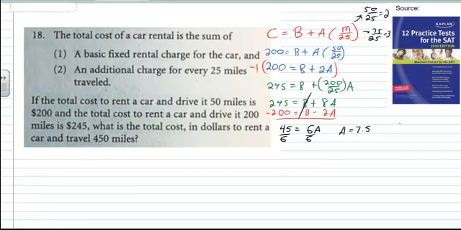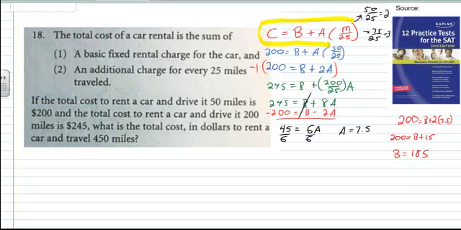So 200 equals b plus 2 times 7.5. 2 times 7.5 is 15, so we can rewrite it. We can subtract 15 from both sides, and b equals 185. Knowing a and b, we can rewrite our master equation to accommodate the cost in any situation of renting the car and driving it any number of miles. C equals 185 because B is 185 plus 7.5 because A is 7.5 times M over 25. M is the number of miles that we're driving.